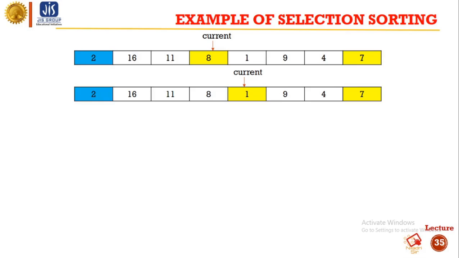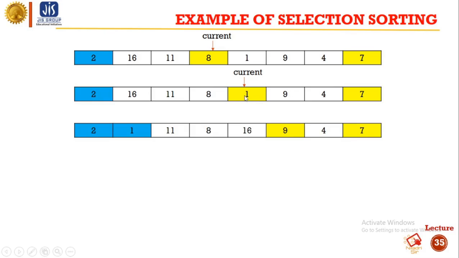1 will be swapped with the element which is in the index position. As we know, the index is now at 16, so 1 will be at this position and 16 will come to this position. As you can see, 1 has come here and 16 is there. The current position is now 9, and the index is now at the third position, that is at 11. Now 9 will be checked with the pivot element, that is 7. 9 is greater than the pivot element, so there will be no exchange.